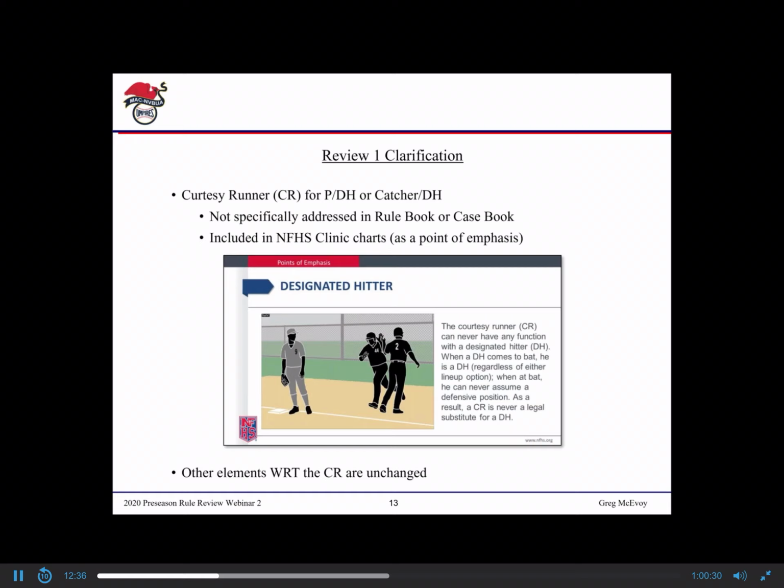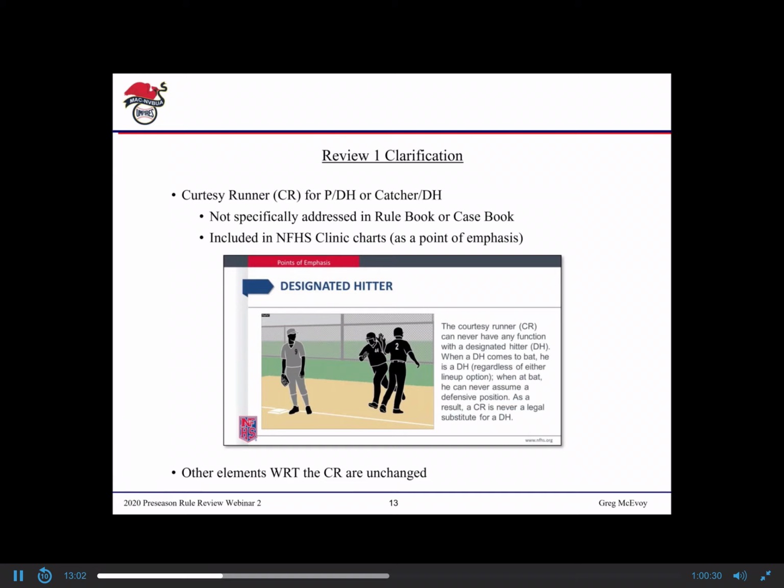So this is what Norm was talking about regarding the pitcher DH or a catcher DH. Even though it may not be specifically addressed in the rule book or the case book, it is included in the clinic charts that hopefully we will see in the near term online. Again, we take the VHSL clinic online this year. And this is the chart that you're going to see.